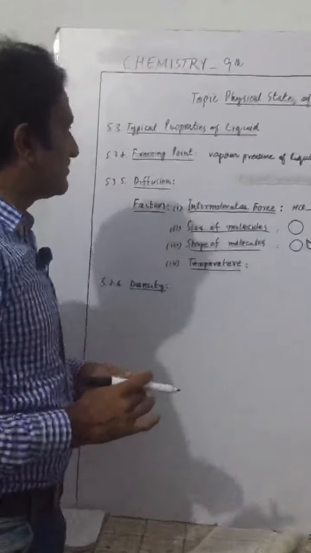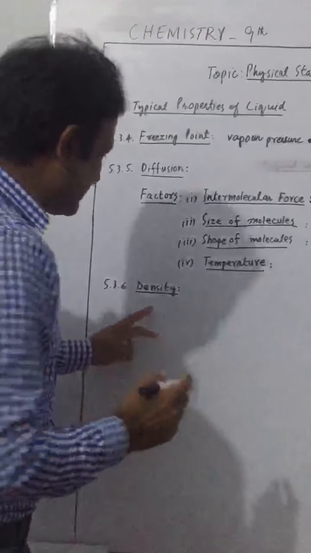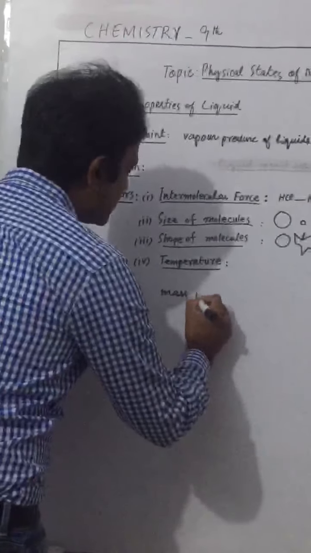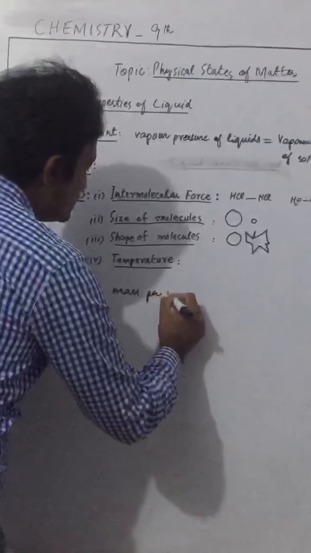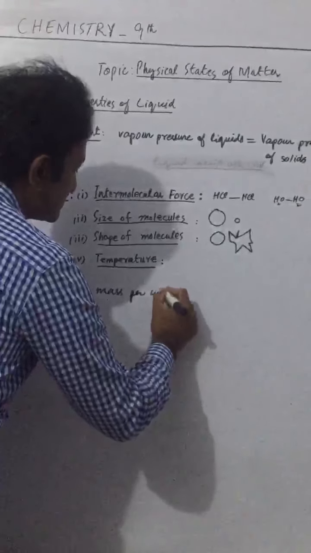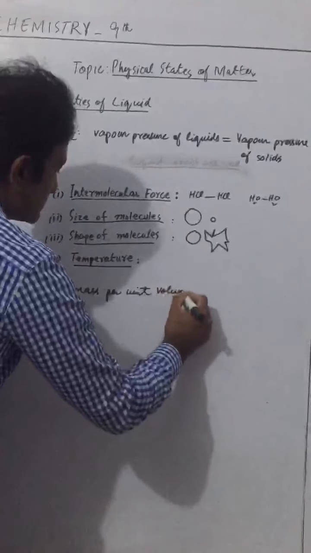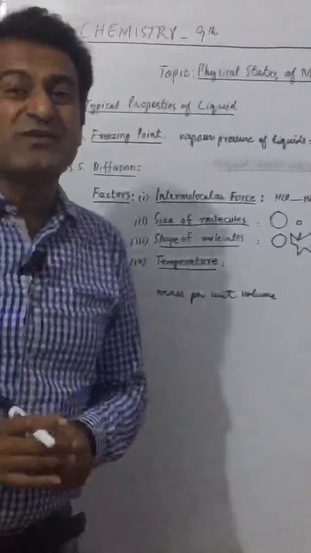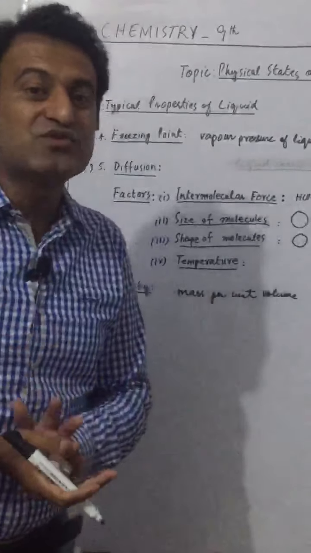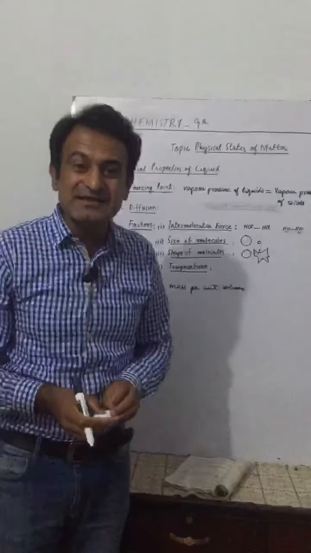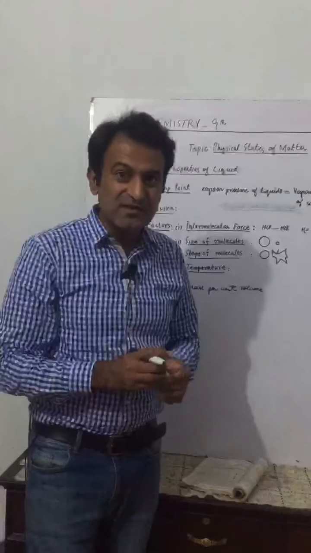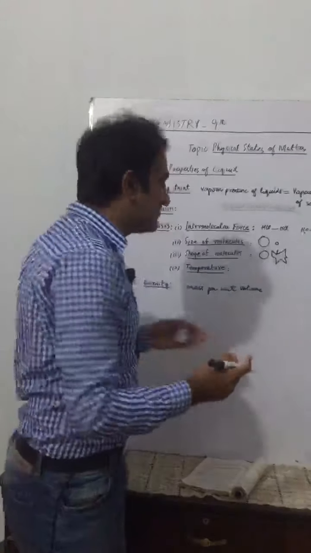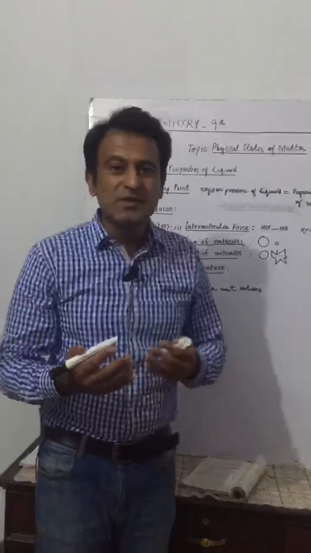Last typical property of liquid is density. Well, density is actually mass per unit volume. As particles of liquids are closely packed, they are denser than gases but less dense than solids. This is a very simple and easy one.